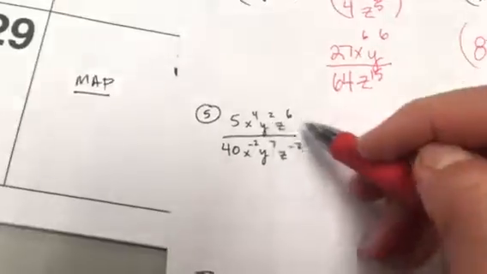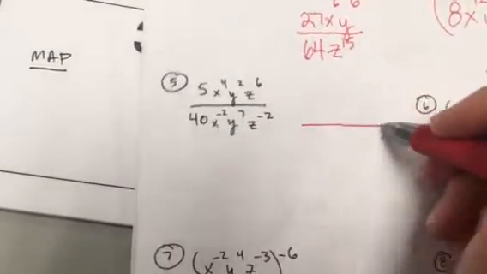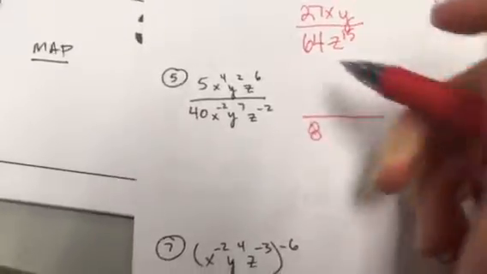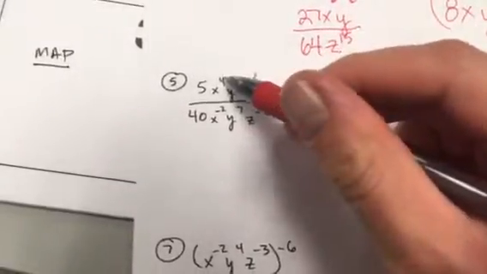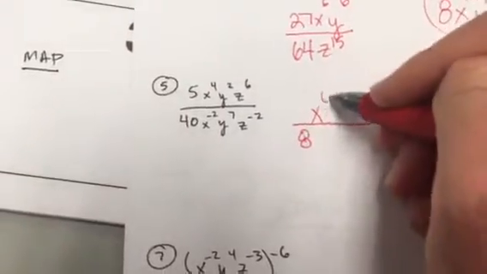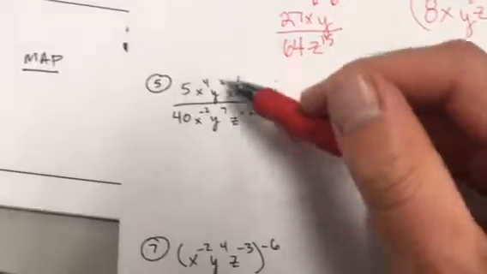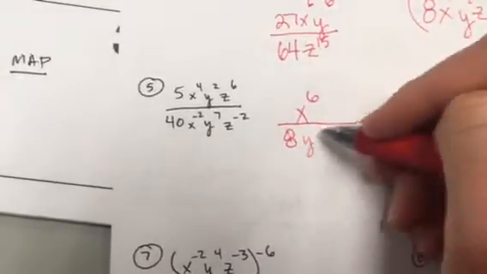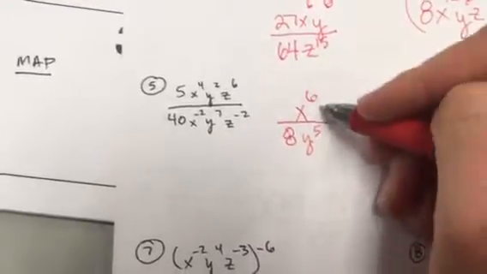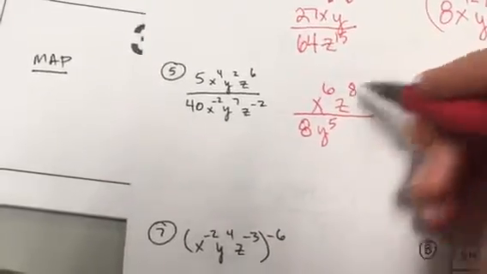All right, here on 5, we simply do 40 divided by 5, but the 8 is going to be in the denominator, okay? What has more x's, the top or the bottom? Top does. 4 minus a negative 2 would put x to the 6th up top. The bottom has 7 minus 2, 5 more y's. And the top has more z's. You're going to do 6 minus a negative 2. 6 minus a negative 2 is 8.